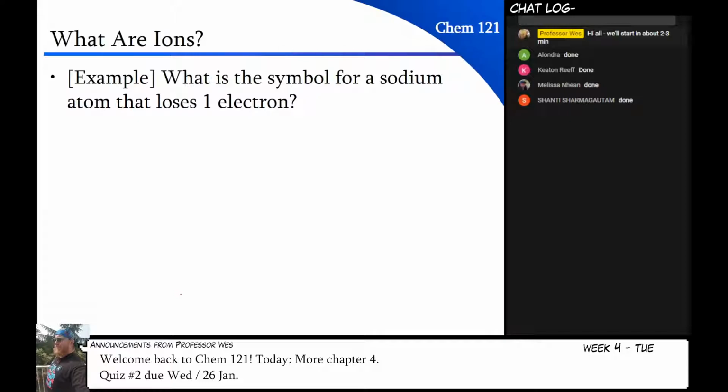So if I wanted to write a symbol for sodium with one fewer electron, I've taken an electron away from it. The way that I would do that, instead of drawing the Lewis picture and then crossing things out, is I would say, okay, here's the symbol. Loses one electron means one fewer electron than proton, so its overall charge would be this.